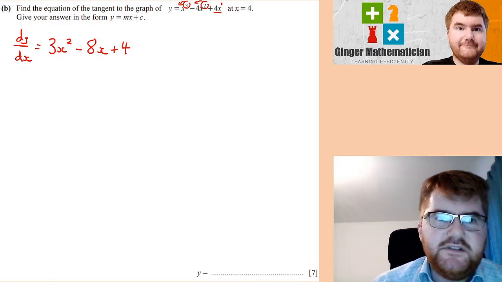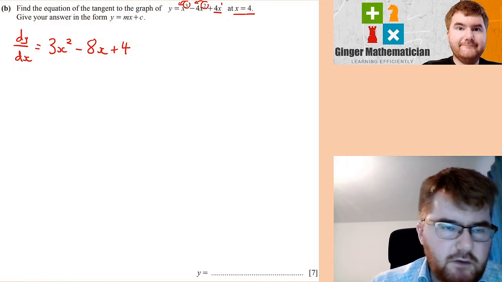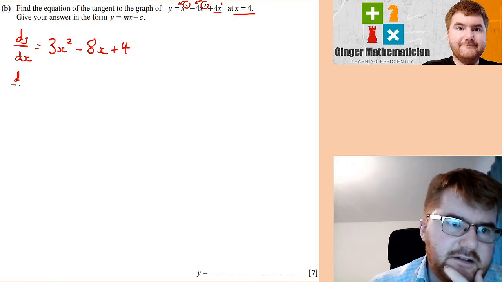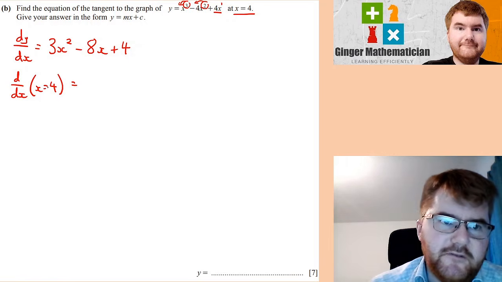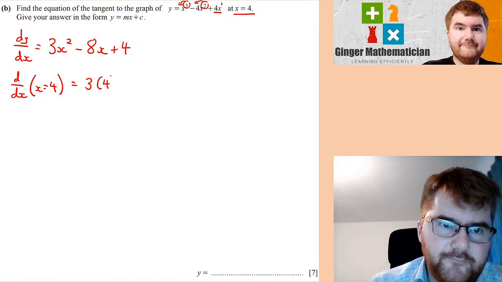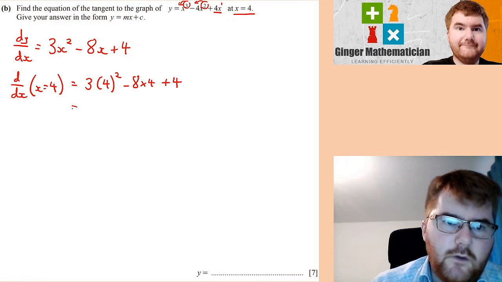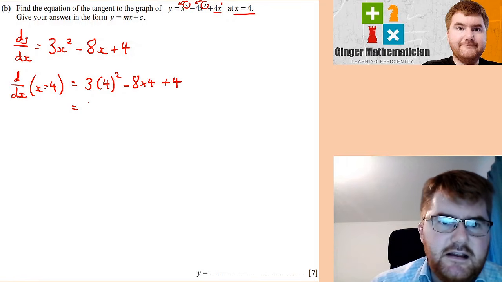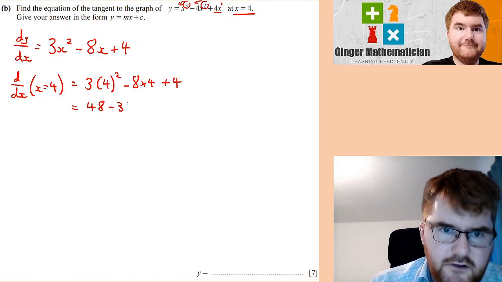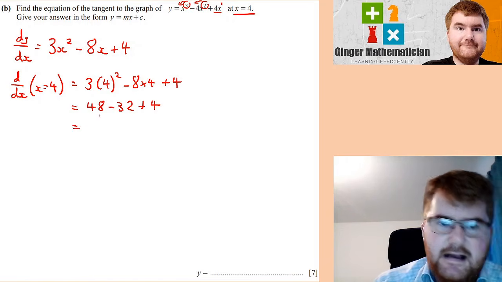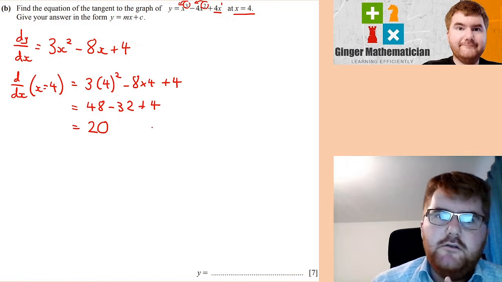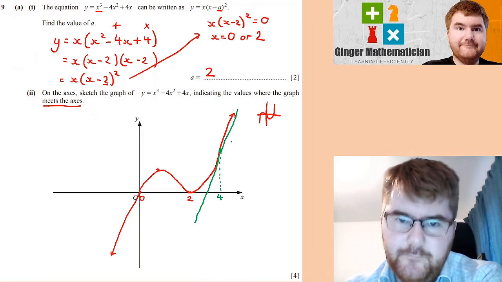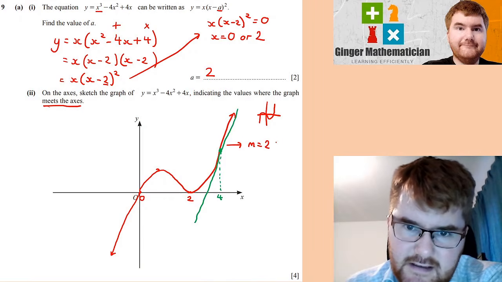Now at this point, we actually want to work out the gradient at the specific point. We don't want to work out turning points or anything. So we need to work out dy by dx where x is equal to 4. What does that mean in real English? Well, we're going to put 4 into this equation. So we get 3 lots of 4 squared minus 8 times 4 plus 4. Well, 4 squared is 16. 16 times 3 is 48. 8 times 4 is 32. Plus 4. And that simplifies to 20. Okay, so the gradient of that green line that I drew over here, let me just mark this in. The gradient of this line is equal to 20.